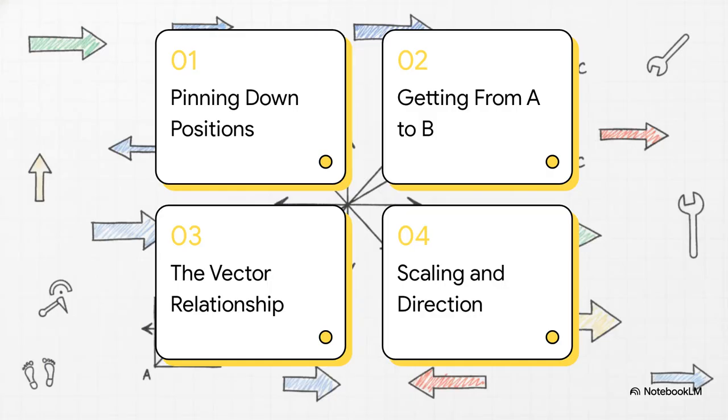Here's the roadmap for our explainer today. We're going to cover pinning down positions, getting from point A to point B, the core vector relationship, and finally scaling and direction. Let's jump in.